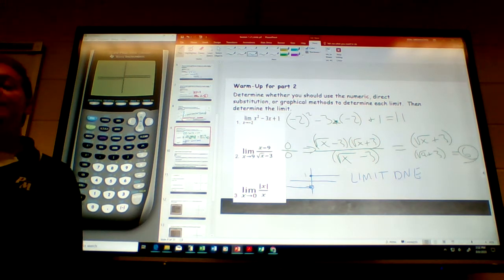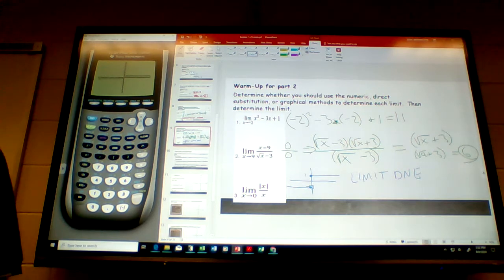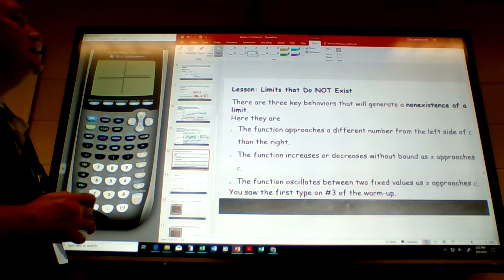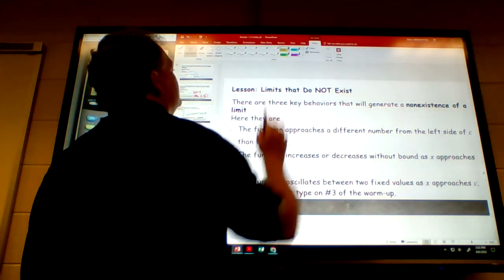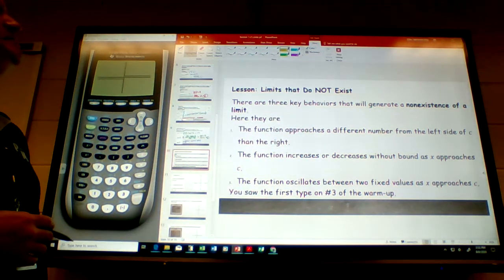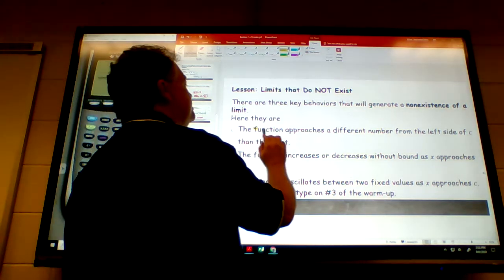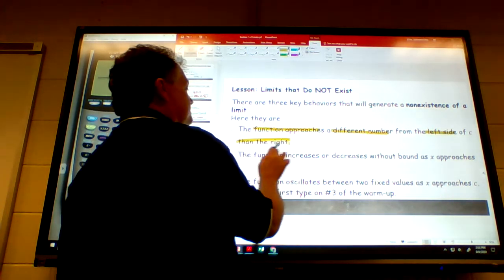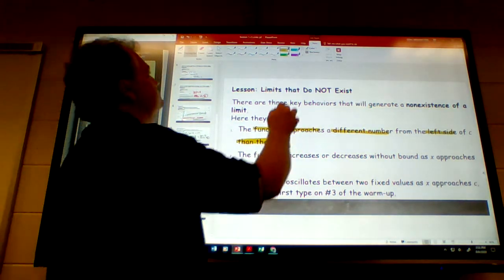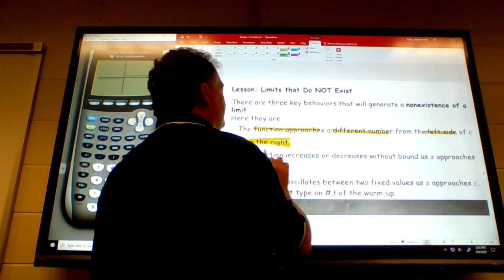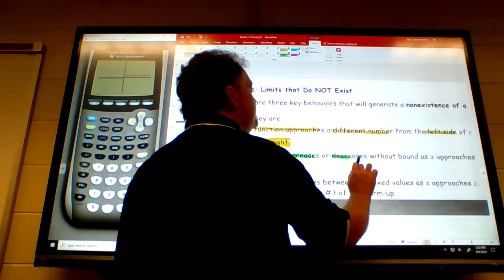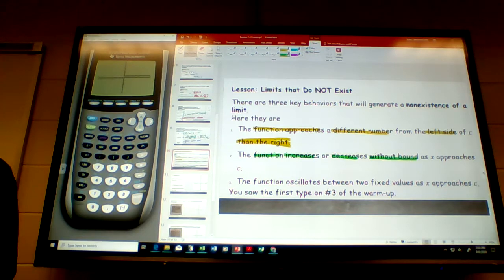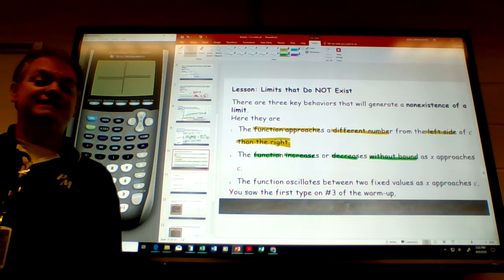Now, we've talked about when limits exist. Let's talk about when limits don't exist. Now, here's what you need to know for that. To prove the non-existence of a limit, here they are. The function approaches a different number from the left side than the right. The function increases or decreases without bound. Now, an example of that is an asymptote.